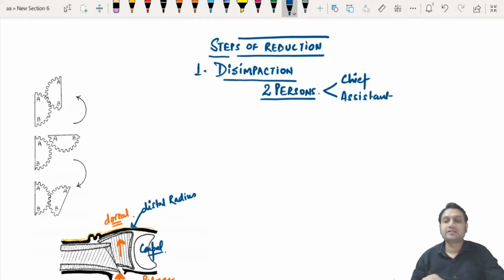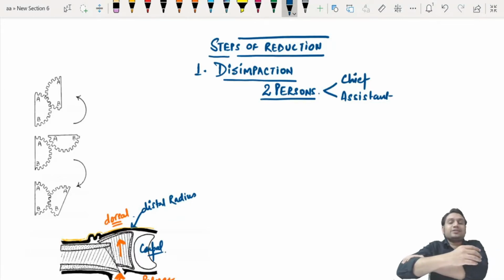What is the function of the assistant? The assistant's function is to always give the counter traction, because traction is given by the surgeon and counter traction is given by the assistant. So what the assistant does, with one hand he holds the lower arm, or the elbow area, and keeps on pulling it. That is what the counter traction is.